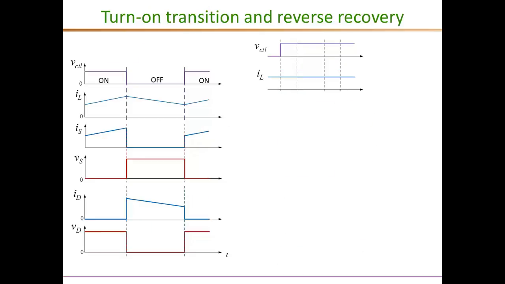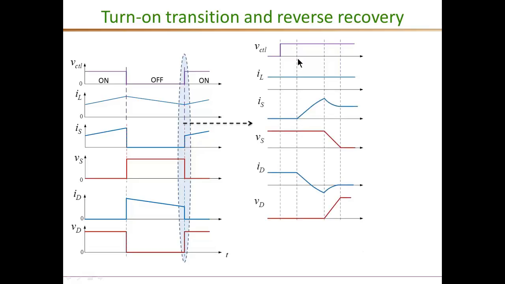Next, let's look at the other transition interval, which is the switch turn on transition in this region. If you zoom in on this region, this is when the gate voltage goes from low to high, and the device is to be turned on. Once again, here's the control voltage. The inductor current is assumed constant in these small transition intervals, and these are the voltage and current waveforms of the switch and the diode.